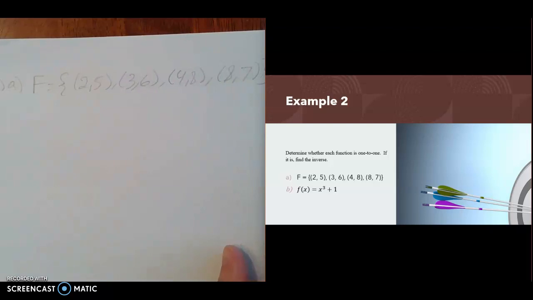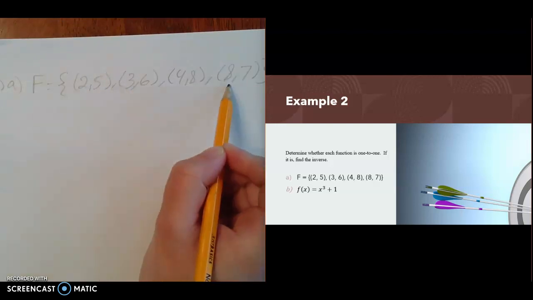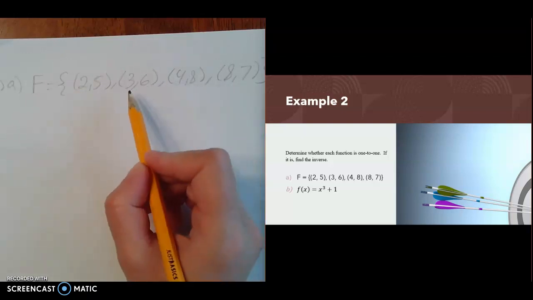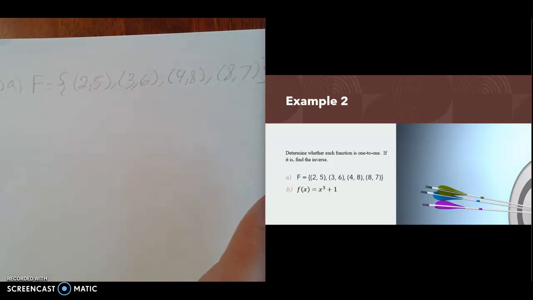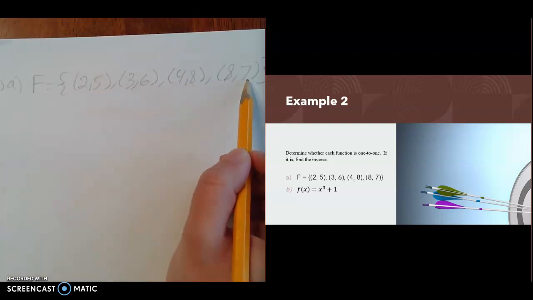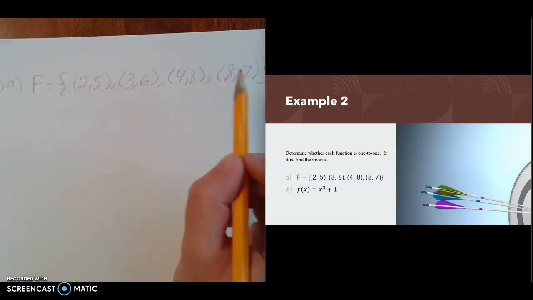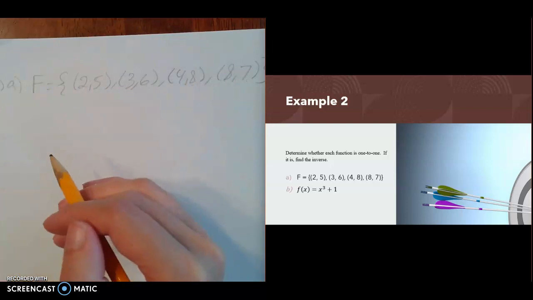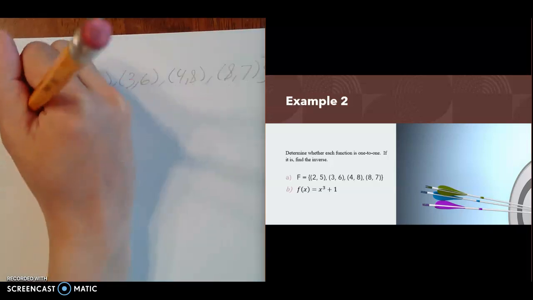Here we go. So is it 1 to 1? All right, well, every single x value, 2, 3, 4, and 8, they just go to one y value. 2 goes to 5, doesn't go to anything else. 3 goes to 6, 4 goes to 8, 8 goes to 7. We don't really have any duplicate x's. We also don't have any duplicates of the y values, 5, 6, 8, and 7. So 5 goes back to 2, 6 corresponds with the x value of 3, 7 goes with an 8, and 8 goes with 4. So we don't have any duplicates, which is kind of nice. So it is a 1 to 1 function, so we can find the inverse.